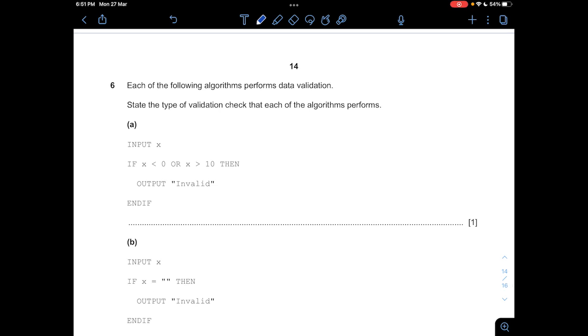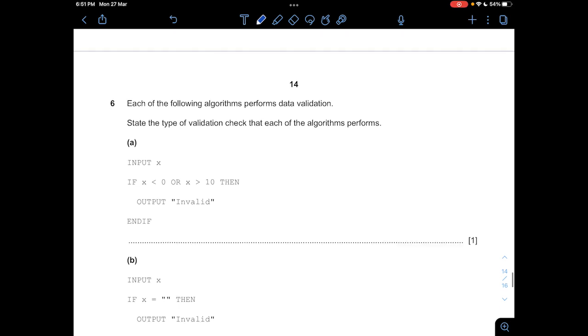Each of the following algorithms performs data validation. State the type of validation check that each of the algorithms performs. Okay, so now you input a value, let's say x for example. If x is less than 0 or x is more than 10, then output invalid. So that means that the value must be between 0 and 10. The range itself must be from 0 to 10. So basically this one will be a range check.